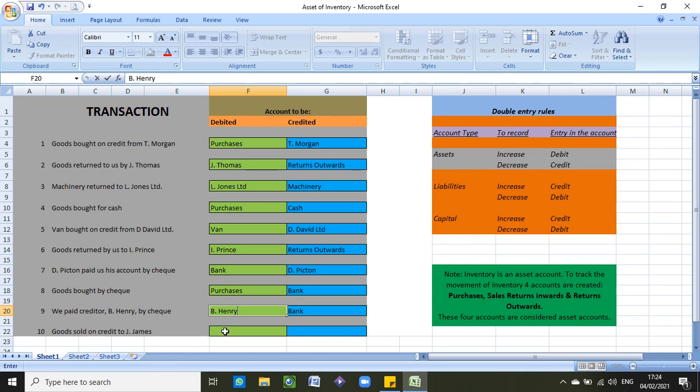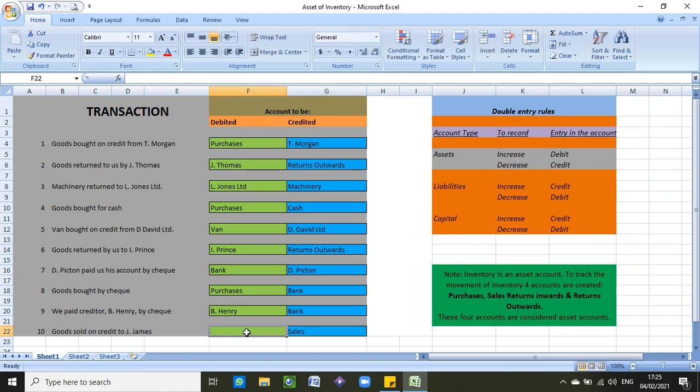Will we debit? Will we credit? Well, what is happening with inventory? Well, inventory is going down. We are selling, but inventory is going down. Do not confuse that. So what we need to do is we need to do a credit entry on sales because our inventory is going down. Every time we sell inventory, we'll do a credit entry on the sales account.